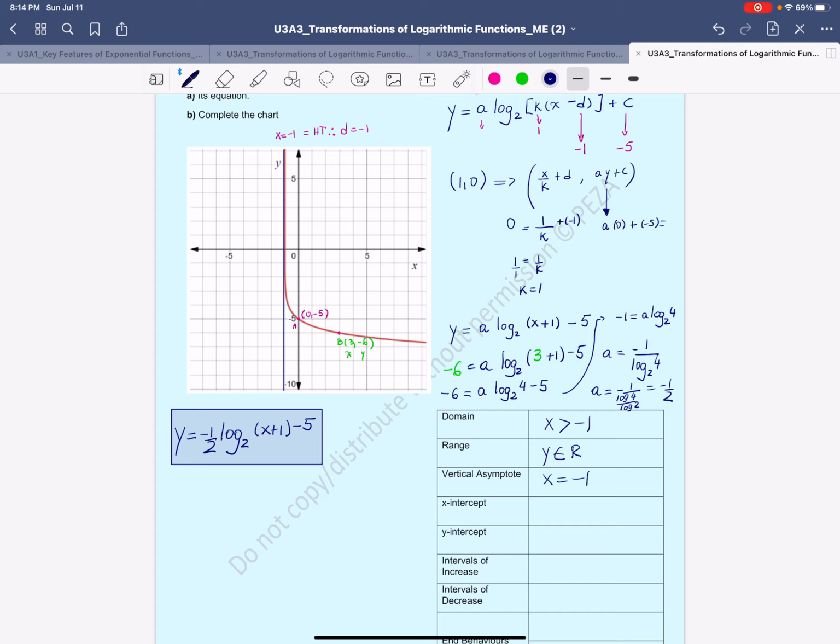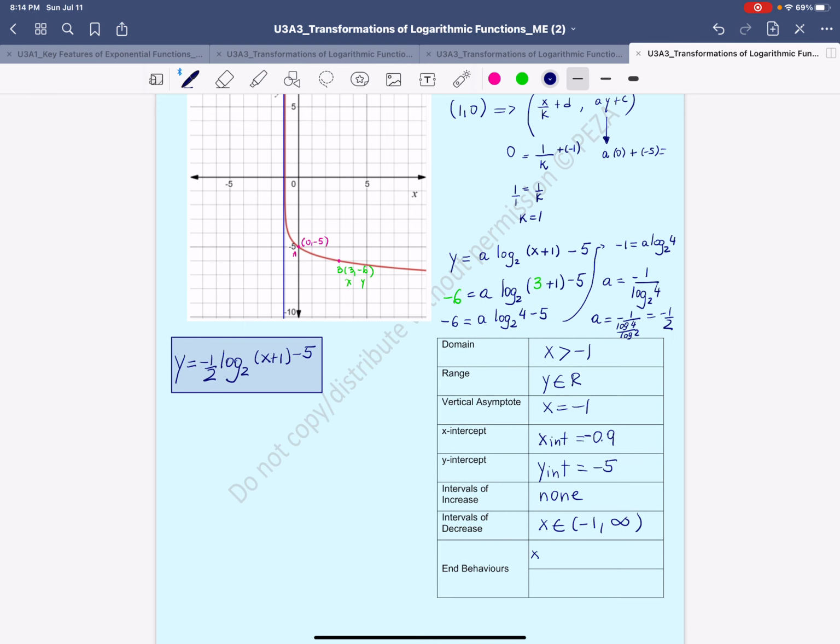We have an x-intercept very, very close to -1. I'm going to call this -0.999. A y-intercept at -5. This function is never increasing, so no intervals of increase. It's decreasing throughout its domain, so for all the x values starting from -1 to infinity.